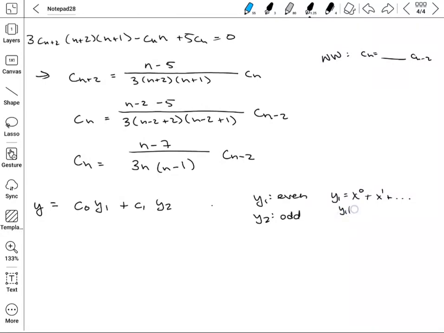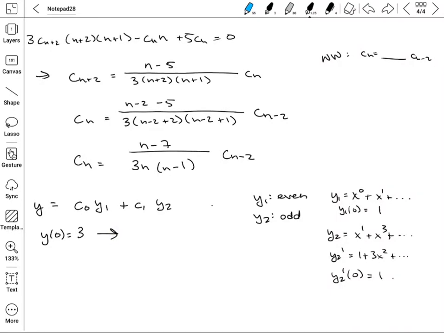I wrote that wrong. But the point is that when we plug in 0, we're just going to get that x to the power 0, or 1, out of it. And then our y2 is our odd powers, x to the power 1, x to the power 3, and so forth. Importantly, when we take the derivative, that becomes 1 plus some x to the power 2, and when we plug in x equals 0, that just leaves behind 1. So what that tells us is that y1 is going to matter for our y of 0 condition.